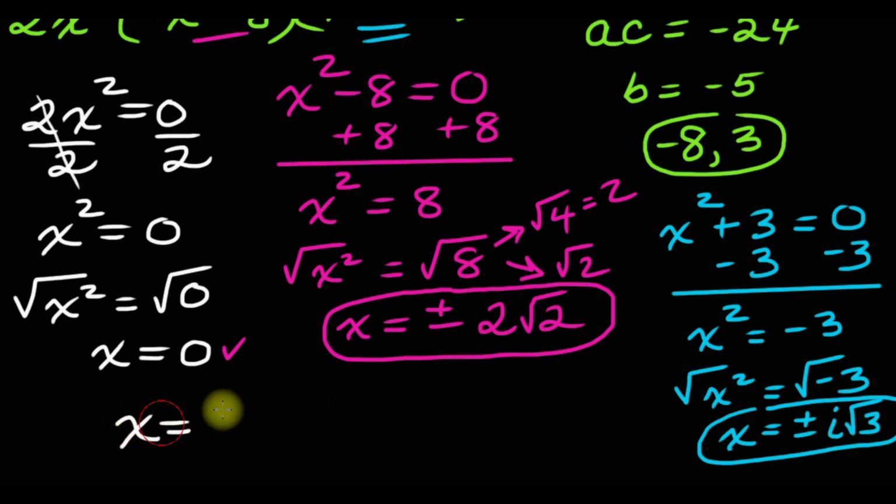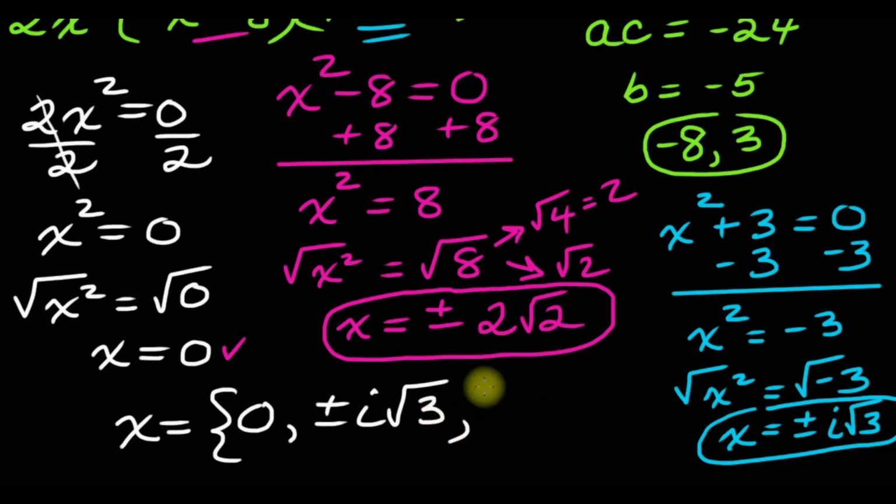So now we're going to list all the roots, all the zeros, all the x-intercepts. So we have 0, plus or minus i square root of 3, and then plus or minus 2 square root of 2.